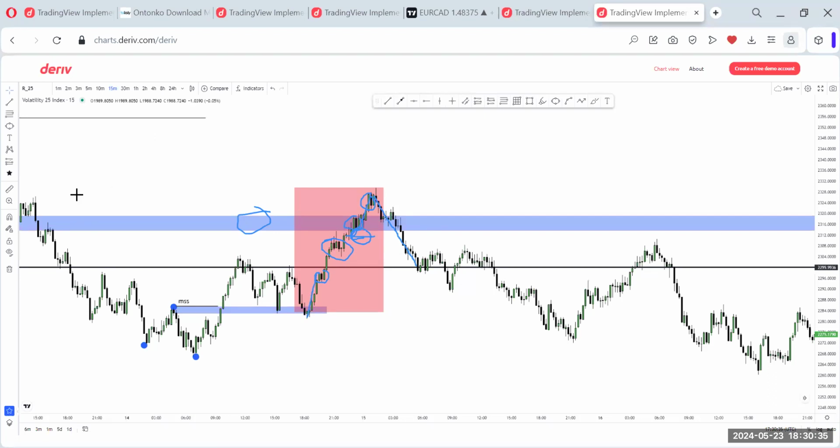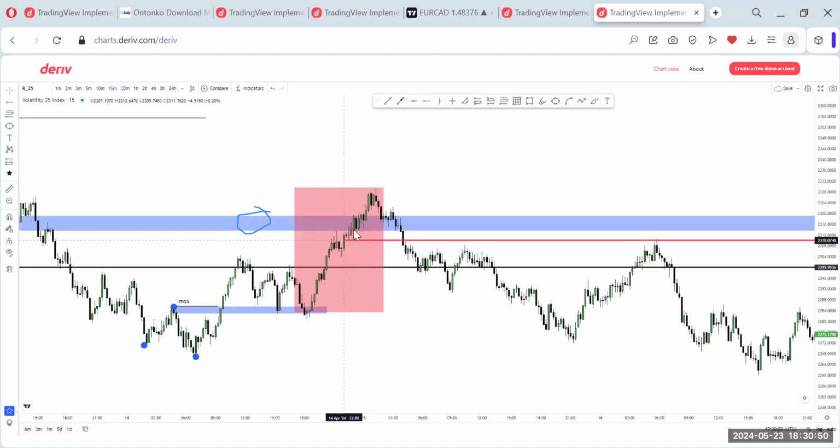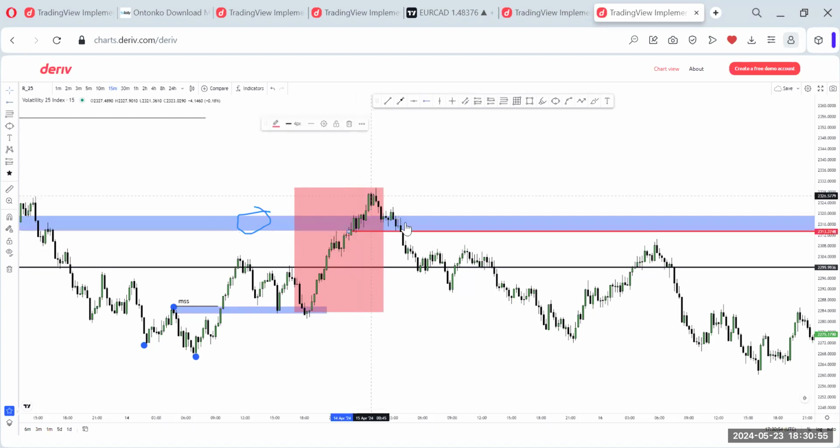But in our case, because you don't understand market structure, I don't want to confuse you with ICT concepts. So let's just say that this was the low that was broken. Let me just use this low. Red. This was the low that was broken.